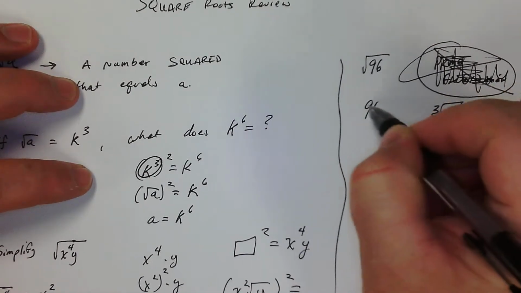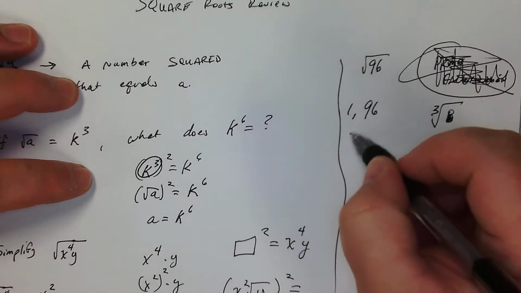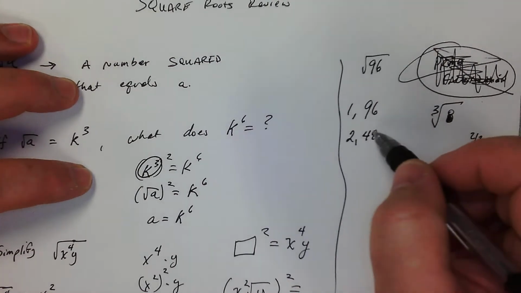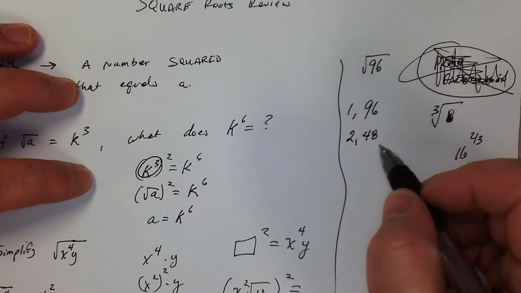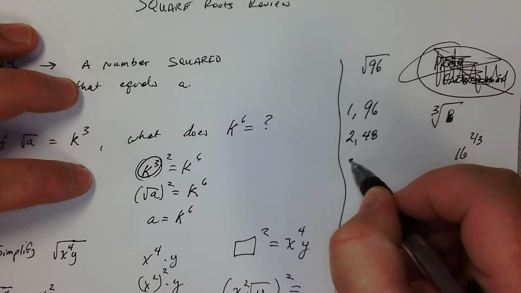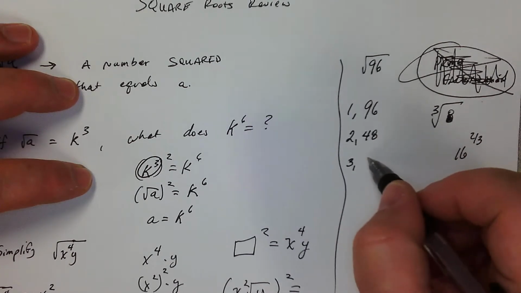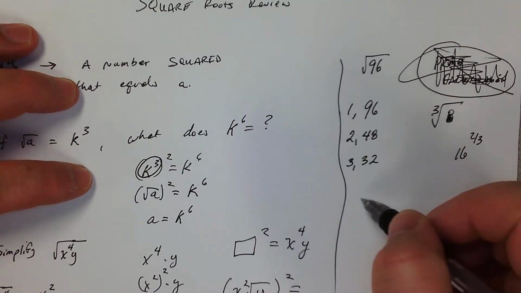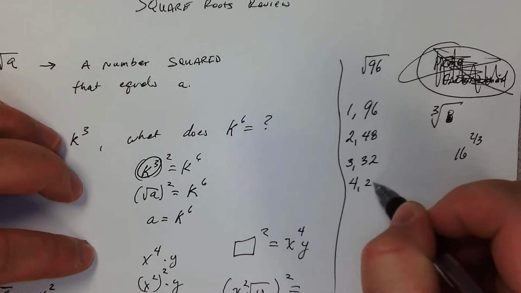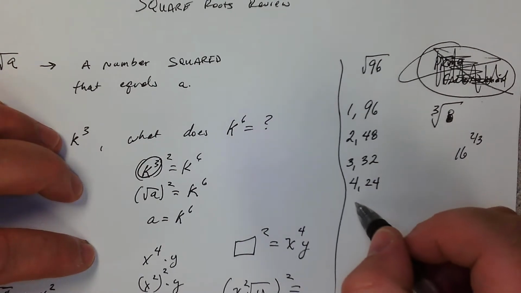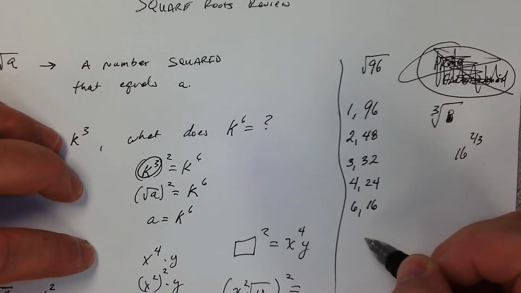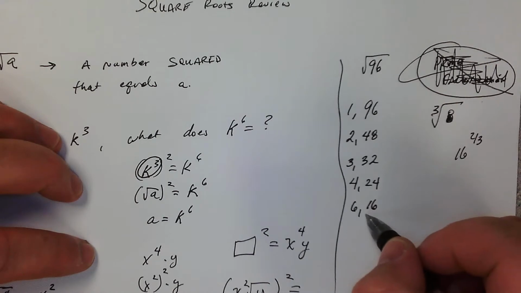So 96 itself is not a square number, but 1 goes into it. 2 goes in, I think, 48 times, right? Now I know 48 has a square number in it, that's 16. Does 3 go in? 9 plus 6, let's see. It goes in 32 times. Does 4 go in? 4 does go in, 24 times, I think. 5 doesn't go in. Does 6 go in? It does go in 16 times. Oh, look at that. Right there.